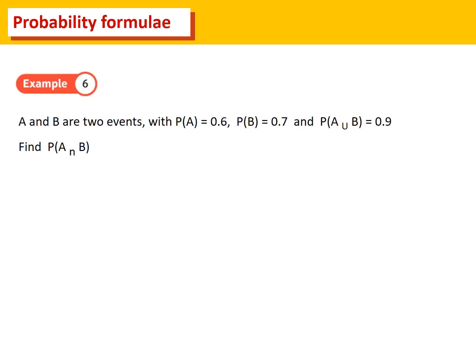So let's apply what we have learned to our example. We want the probability of A and B. And we've just learned that the probability of A and B is the probability of A plus the probability of B minus the probability of A or B. And if we put our values in, it's a nice and simple calculation, and that's 0.4.